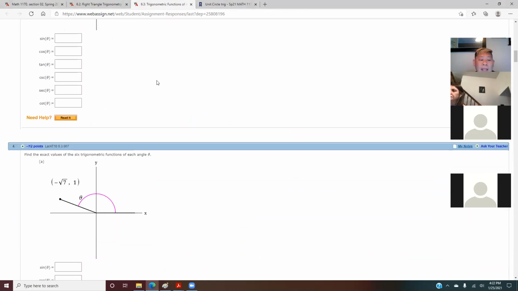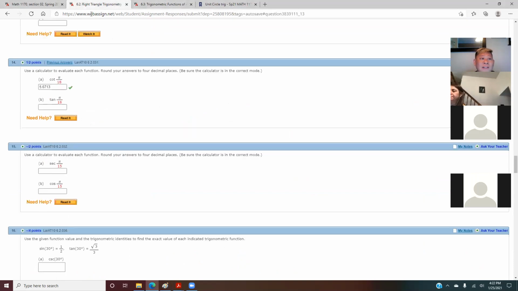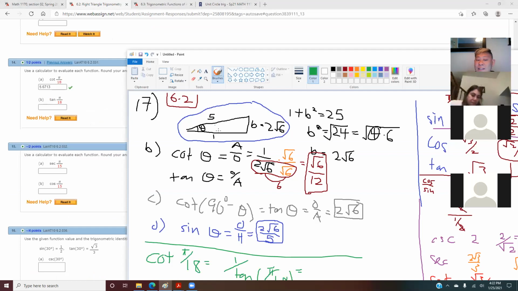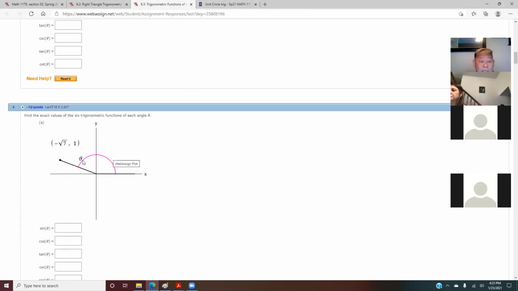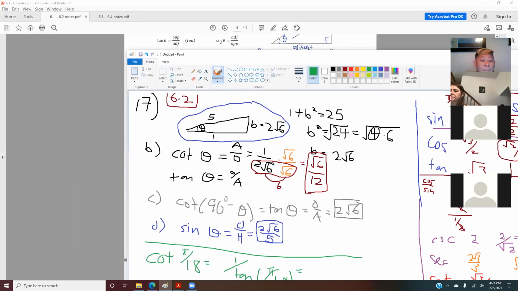Now, 6.3 is special. Why 6.3 is different from 6.2 is because 6.2 is what we call right triangles. That means all the triangles in this case have a right angle, with angles between 0 and 90 degrees. Now 6.3 is trigonometric functions for any angle. So your angles can be in quadrant 2, quadrant 3, quadrant 4, and so on.